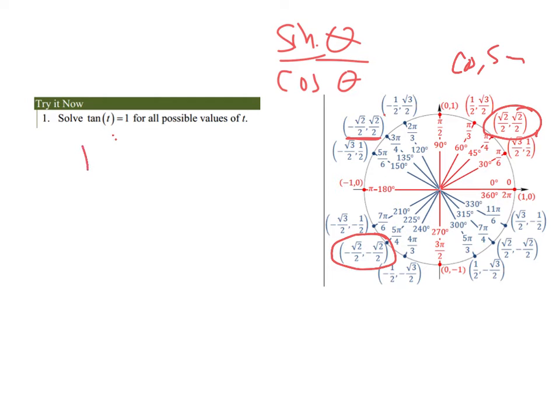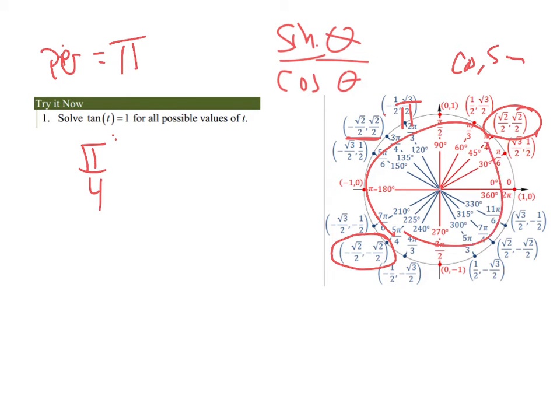So pi over 4, then the next solution. I could go all the way around again, except we know the period of tangent is pi. We just did that back in section 2, right? So we know the period is pi units long for tangent and cotangent. So here's the next answer. Isn't that pi radians, or 180 degrees? And to get the next answer, it's another pi radians, or 180 degrees. So we can say plus pi k, and that'll cover them all.